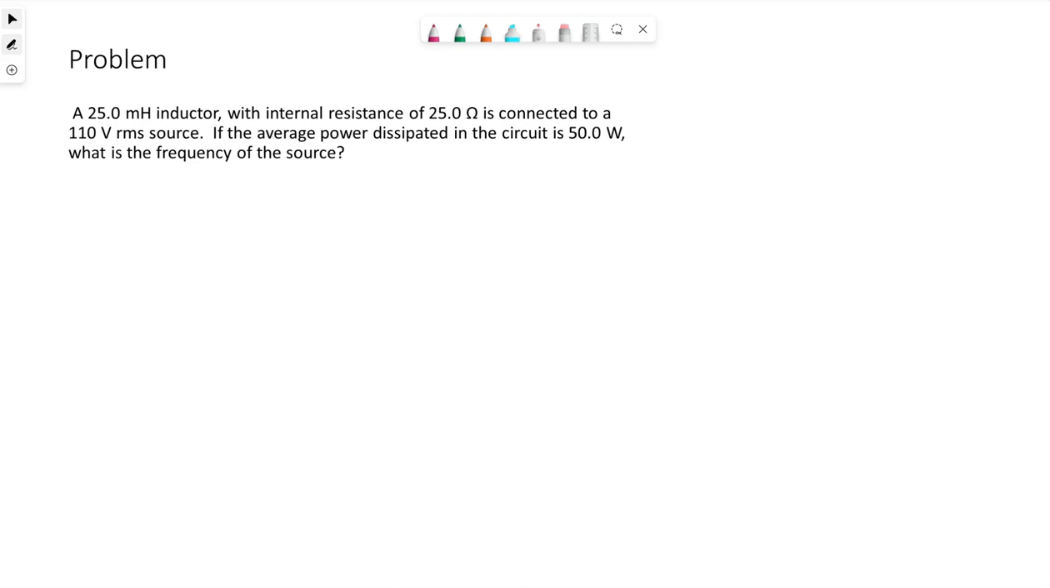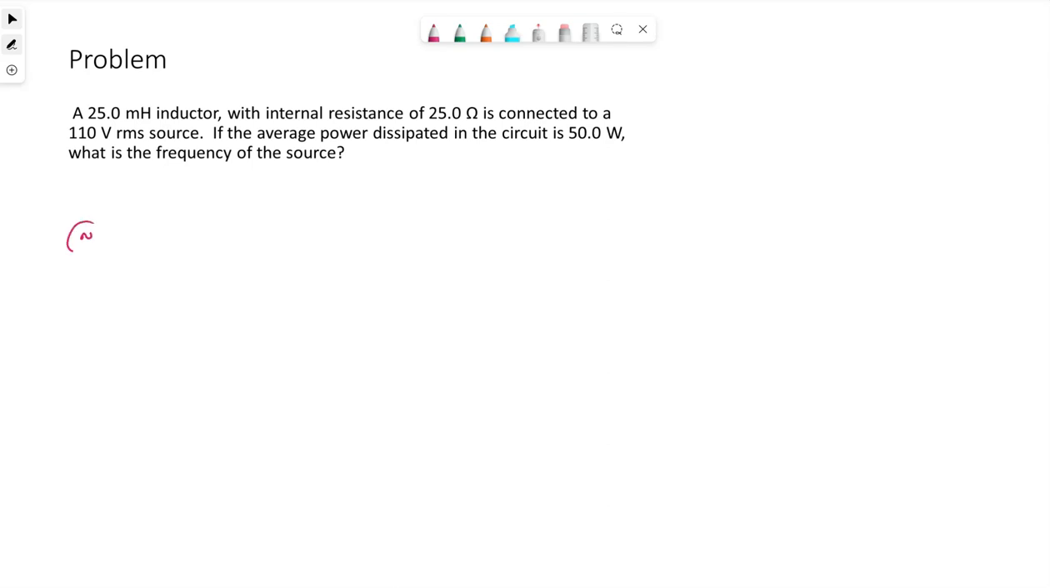We have an example problem here. A 25 millihenry inductor with internal resistance of 25 ohms is connected to a 110 volt RMS source. If the average power dissipated in the circuit is 50 watts, what is the frequency of the source?